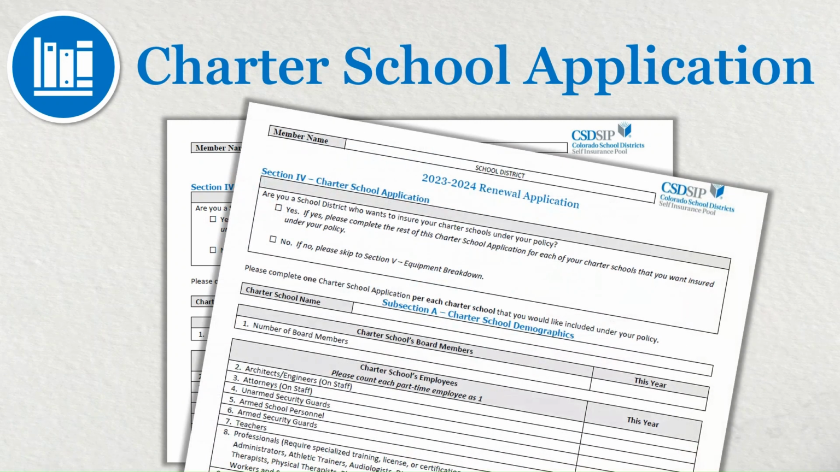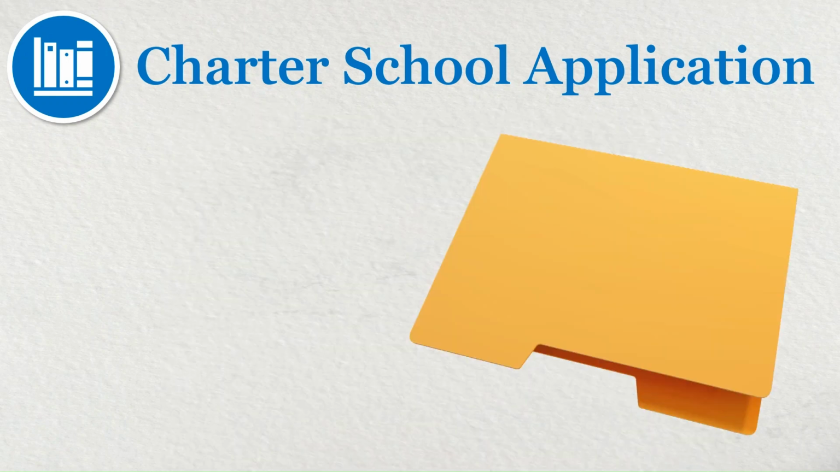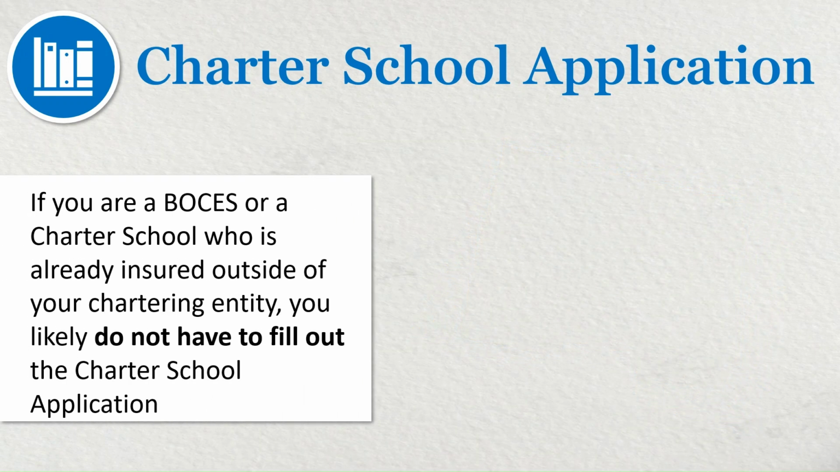If you are a school district and you do not have a charter school already added to your policy, but you would like to add one, or if you have a charter school added already and you need to add another, please complete the blank charter school application in your packet for each charter school you need to add. If you are a BOCES or a charter school who is already insured outside of your chartering entity, you likely do not have to fill out the charter school application.